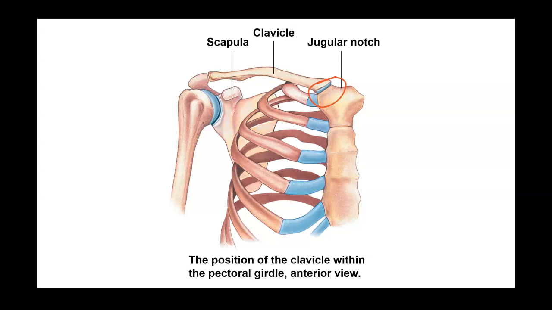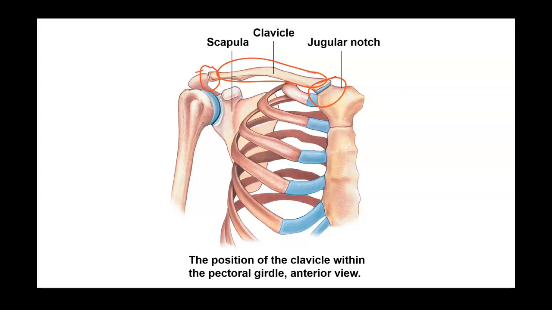You're going to see how it articulates with that acromion process here. So that's called the acromial end or the lateral end. It could be either one, so make sure that you can identify both. And then the whole main section of that clavicle is going to be the body of the clavicle.